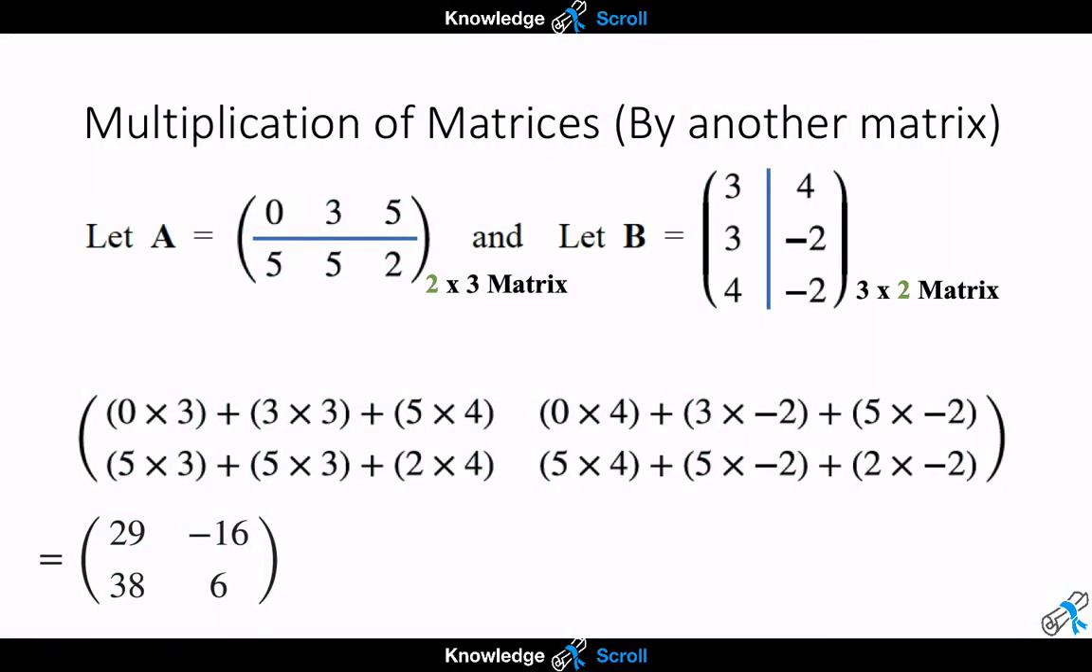And if you notice, our final matrix is a 2 by 2 matrix. When you're multiplying matrices of different sizes, you can always tell the size of the answer based on the number of rows in the first matrix. Matrix A has 2 rows, and the number of columns in the second matrix, which is matrix B, which has 2 columns. Therefore, our solution is a 2 by 2 matrix.